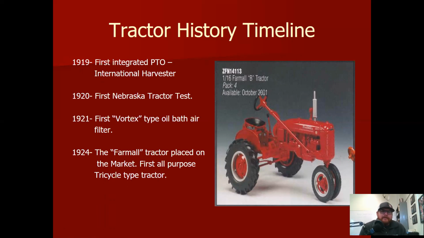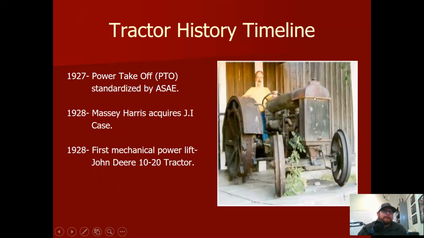The other thing that's important: in 1920, we had the first Nebraska tractor test. That is a test they use to determine horsepower, both PTO horsepower and drawbar horsepower. It's really a rating system that we use on tractors to determine how much power and force and all that kind of stuff a tractor has. It's like the standardized test that we put tractors through.